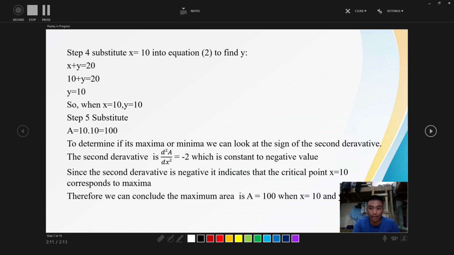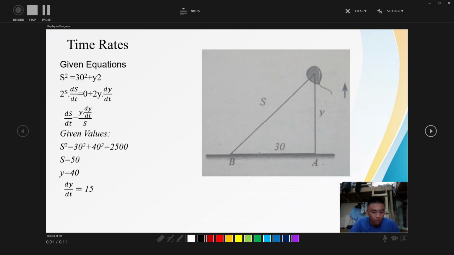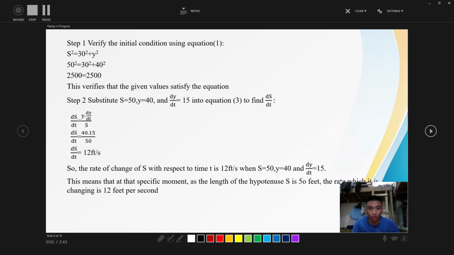So for the final slide, for the given values, s squared is equal to 30 squared plus 40 squared, which is 2500, so s is 50. So step 1 is to verify the initial condition using the equation s squared equals x squared plus y squared: 50 squared is equal to 30 squared plus 40 squared, 2500 is equal to 2500. This verifies that the given values satisfy the equation.